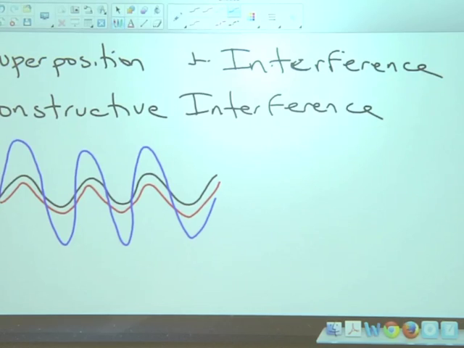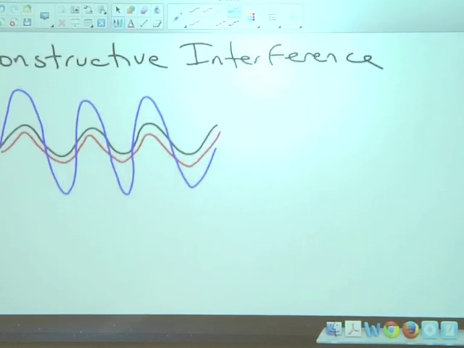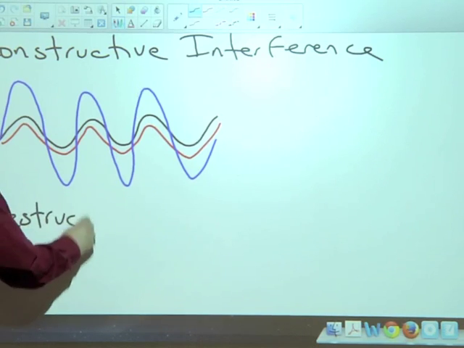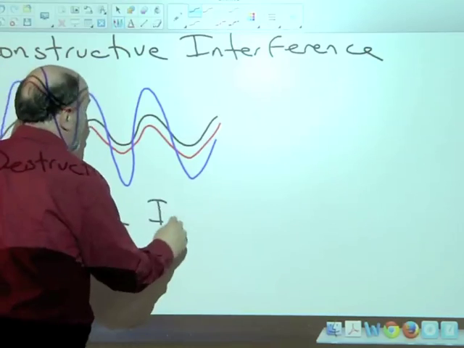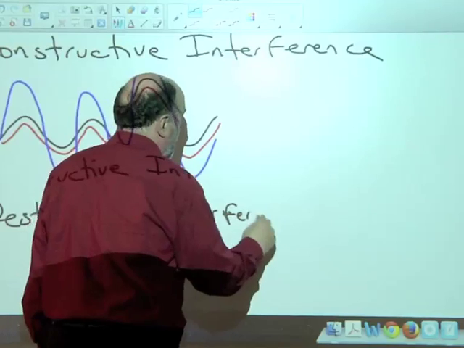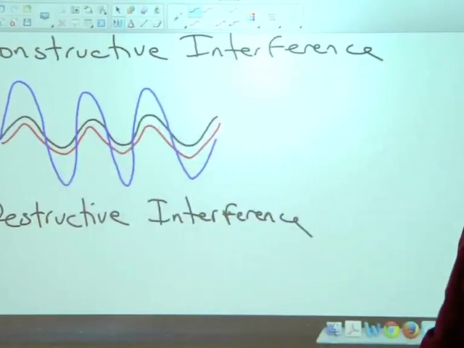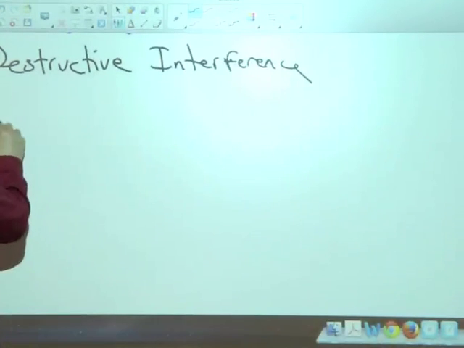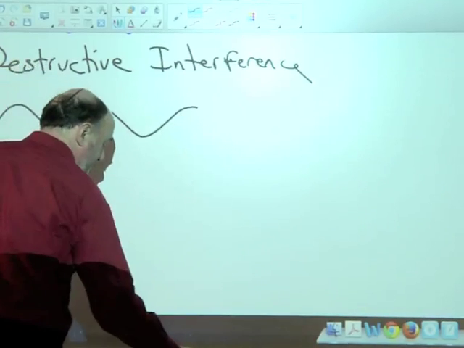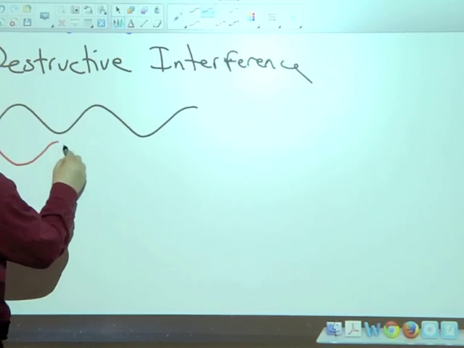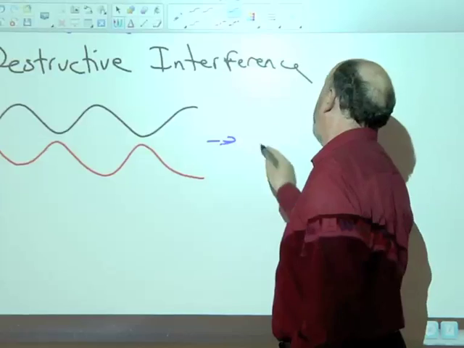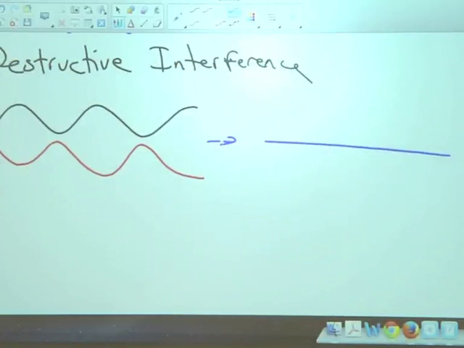And the other type, on the total opposite end of the scale, would be destructive interference. Wouldn't that be kind of like phase reversal? Yes. In destructive interference, in terms of our waves, this time they're going to be completely out of phase. So I have my first wave going like that, and the second wave looks like that. The net effect is that they cancel.